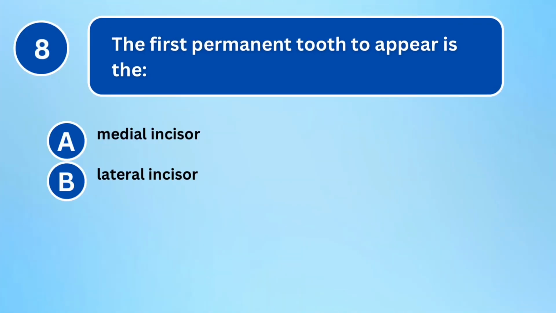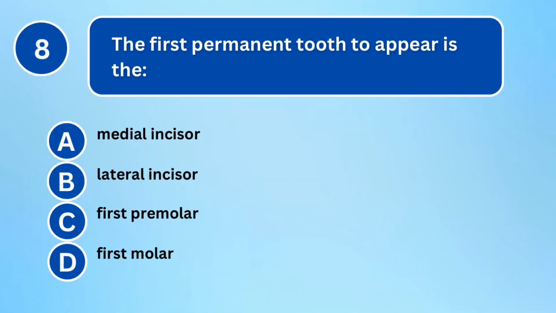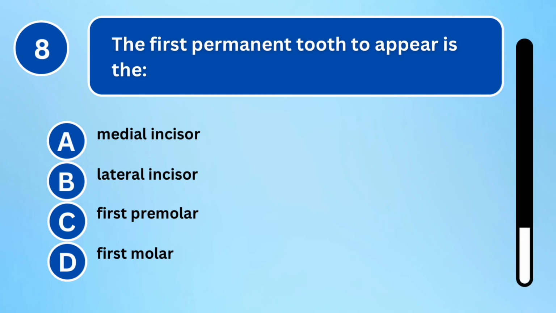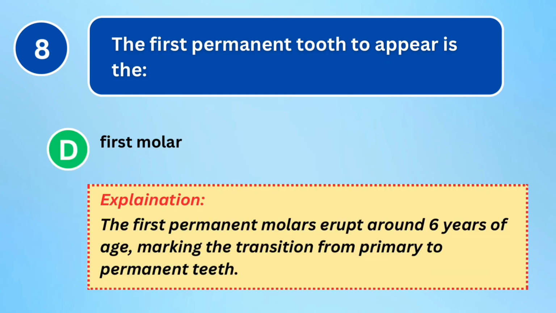The first permanent tooth to appear is the: A. medial incisor, B. lateral incisor, C. first premolar, D. first molar. Correct answer is D. first molar.